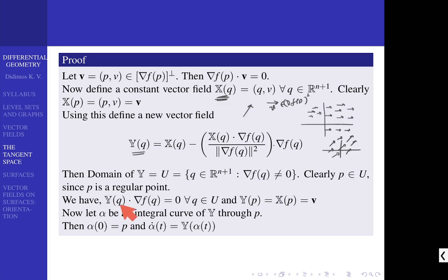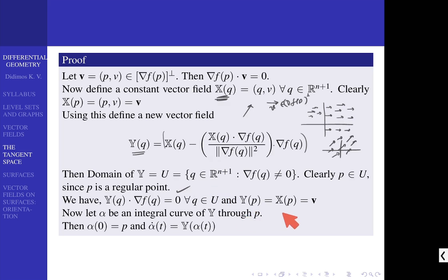Now we have Y of q dot del f q equal to 0. Why is this so? We can take Y of q dot del f q, that means we take the dot product here with del f q. Then del f q dot del f q will give norm of del f q squared, and you can cancel this. Then this term will be X of q dot del f q, and we take the dot product with this one, so this will be X of q dot del f q minus the same term. So that will give 0.